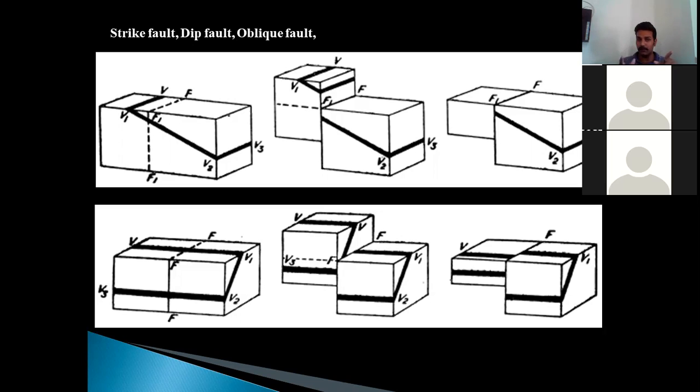If your fault plane is parallel to the dip of the bed, in that case, you will call it a dip fault. And of course, if it is along the oblique, neither purely towards strike nor towards dip, apart from these two directions, if your fault plane is there, in that case, you can call it an oblique fault.